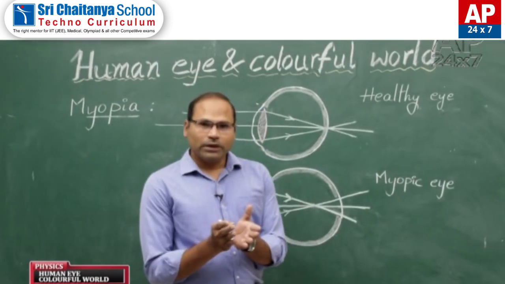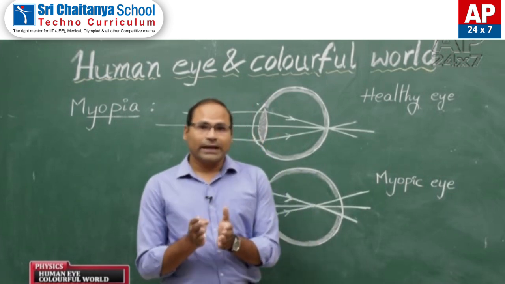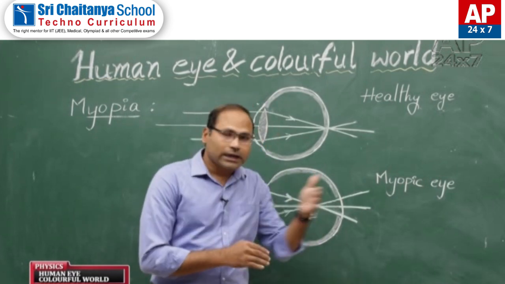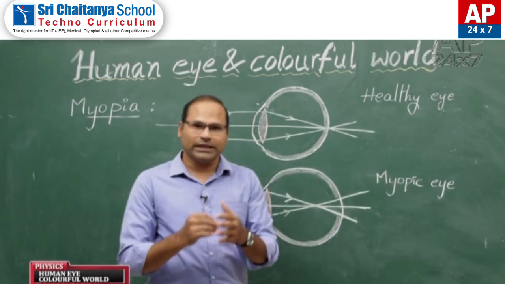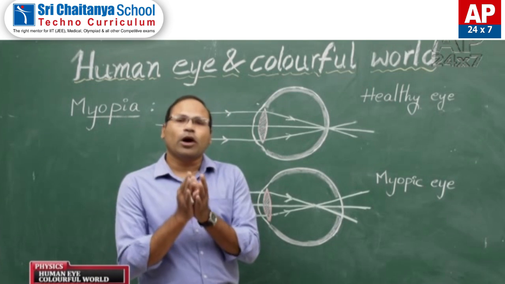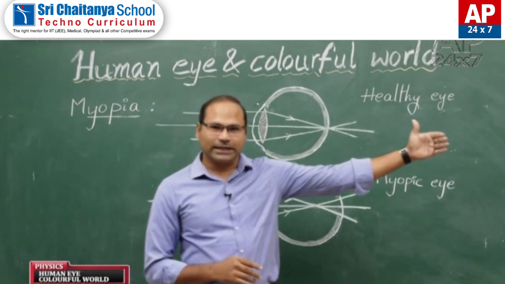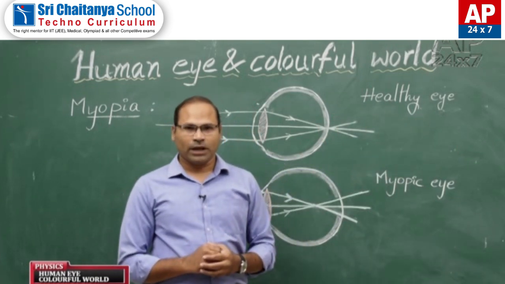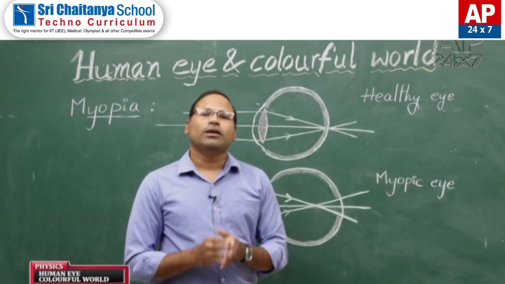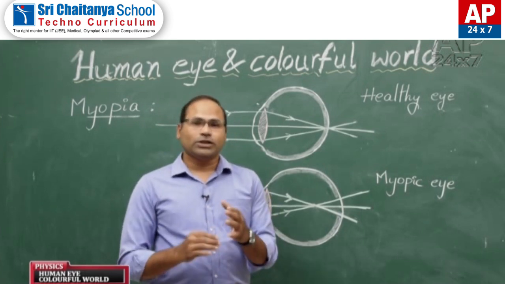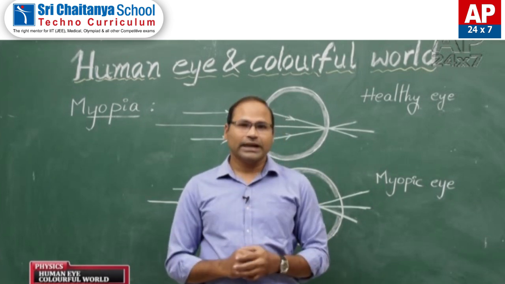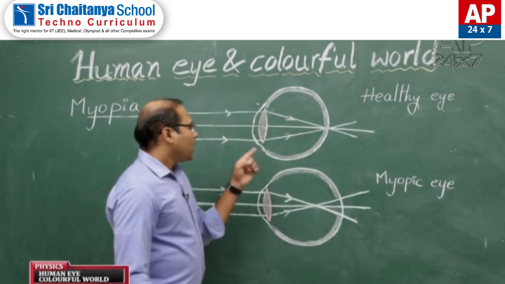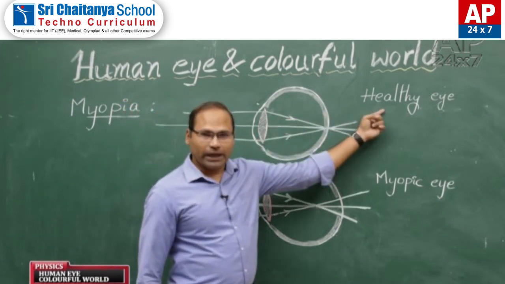Okay, some people can see objects clearly when the objects are nearby to them. That means when objects are closer to them, they can see clearly, but when objects are at longer distances, they cannot see clearly. This defect is called myopia. It is also called nearsightedness. In this case, let us see what happens. This is a healthy human eye.